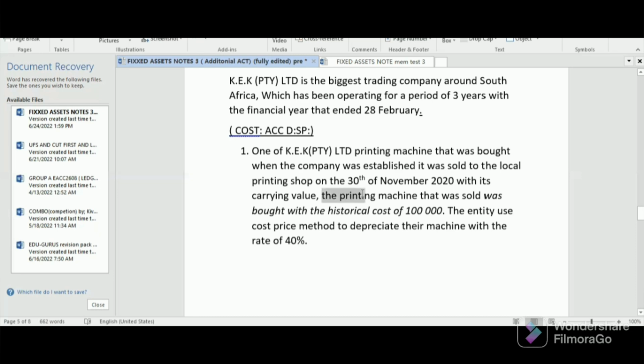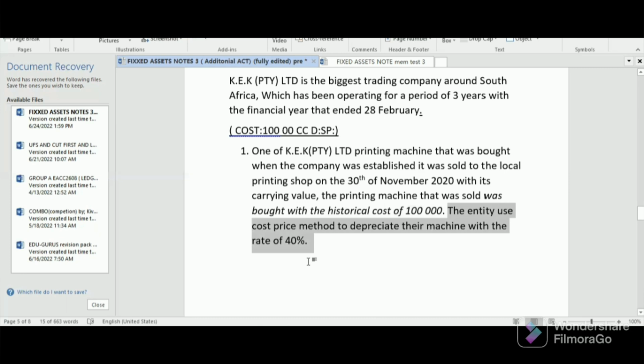It says the printing machine that was sold was bought with a historical cost of 100,000. So now we can all agree that our cost is going to be how much? It's going to be 100,000, right? That's my cost. I said to you earlier, guys, don't be afraid of the term historical cost. The historical cost is the same as your cost price, right? Then they say the entity used the cost price method to depreciate the machine with the rate of 40%.